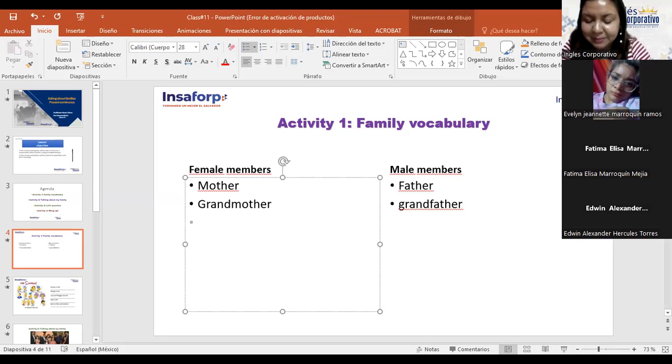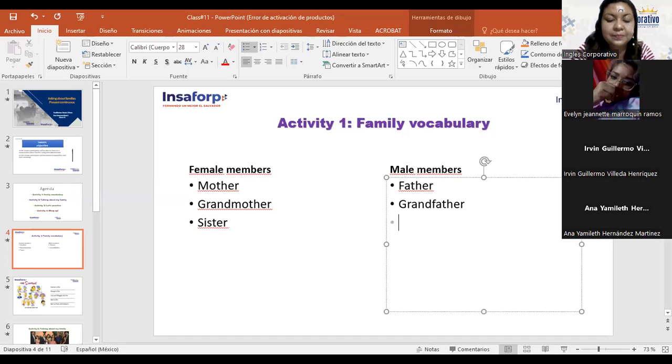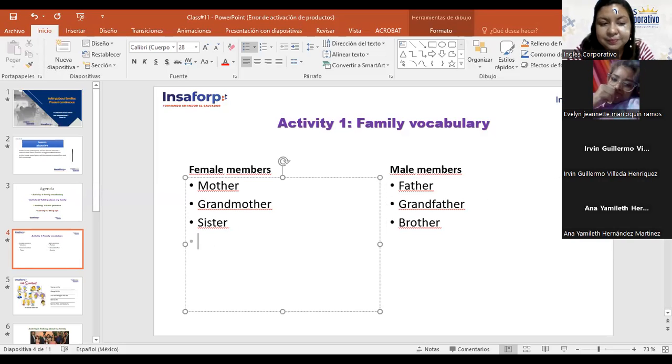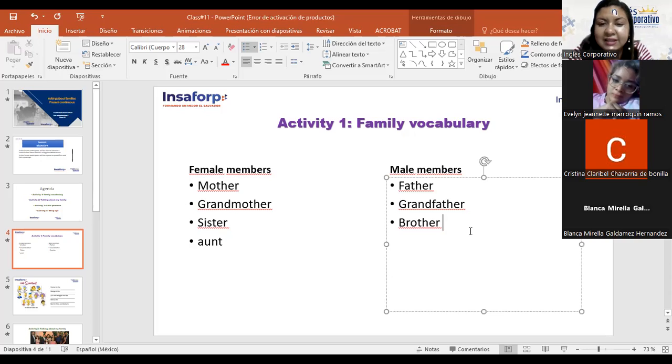Another female member? Sister. Sister. Okay, sister. And that will be? Brother. Brother, sister and brother. Okay, another one? Cousin. Uncle. Uncle is male. And the female? Aunt. La tía. Tía, uncle, right?